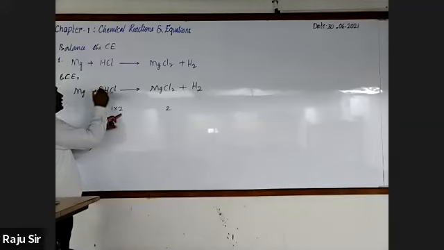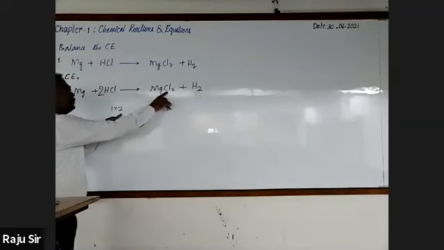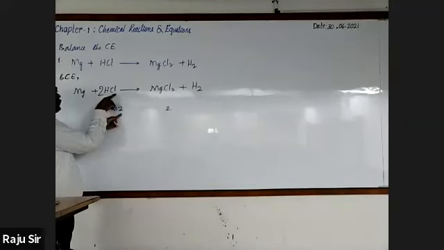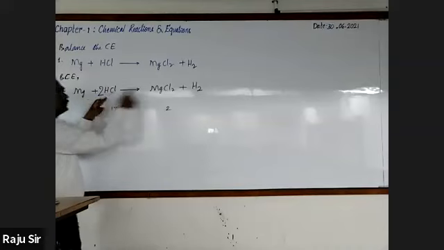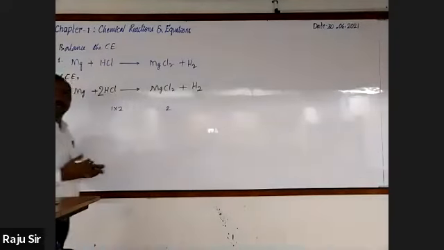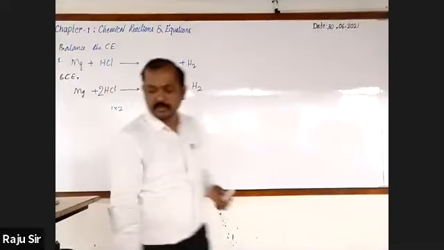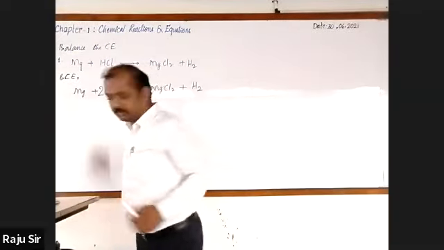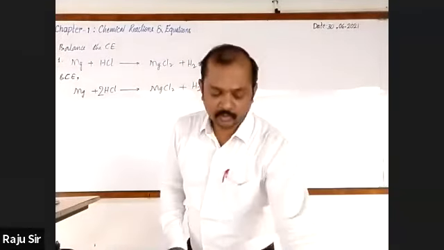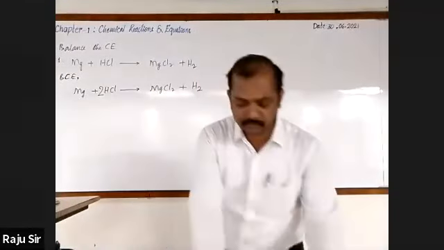So here I'll write 2. 2 atoms of chlorine, 2 atoms of chlorine, and hydrogen, 2 atoms of hydrogen, here 2 atoms of hydrogen. Now this is the balanced chemical equation. Then one more, this will also be simple.